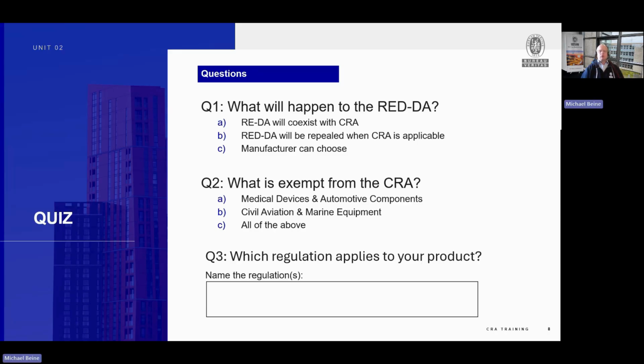And now a more open question to you. Think about your products as a manufacturer and see which regulation from all those that I described applies to you as a company or to your products.